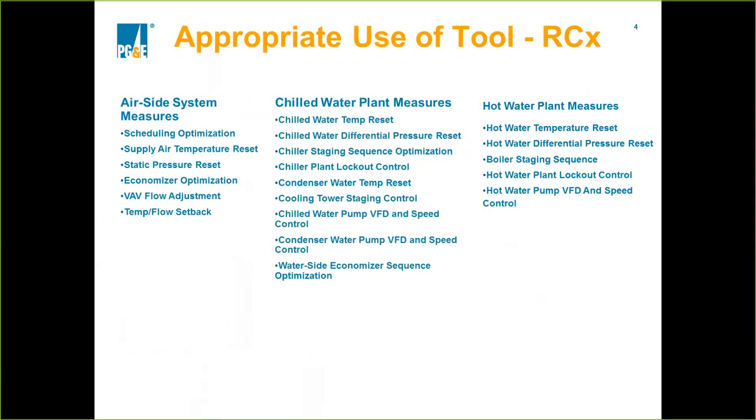There are around 27 measures that the tool can calculate energy savings for. We have listed all the measures here for RCX based on the different tabs that the calculator uses. So we have an airside system, chilled water system, and a hot water system tab. And then these are all the measures that each of the tabs can calculate.